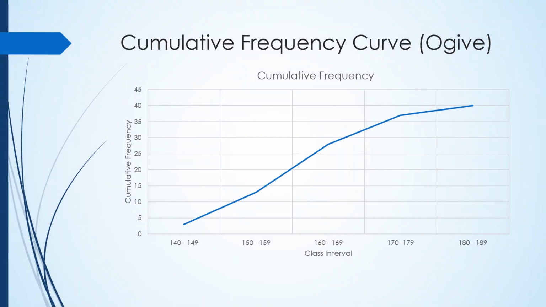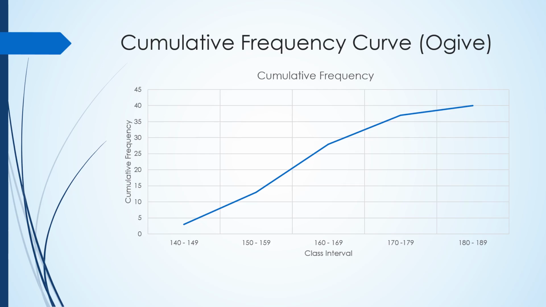Using the same height data, we can plot an Ogive or cumulative frequency curve to analyze distribution trends. The x-axis represents the upper boundaries of the class intervals, while the y-axis shows cumulative frequency. Each point represents the total number of students with heights up to that class boundary, and connecting these points forms the Ogive. To extract key measures, we start with the median, which is the 20th value out of 40 or 50% of the total. We find where the cumulative frequency reaches 20, trace it down to the x-axis, and estimate the median height.